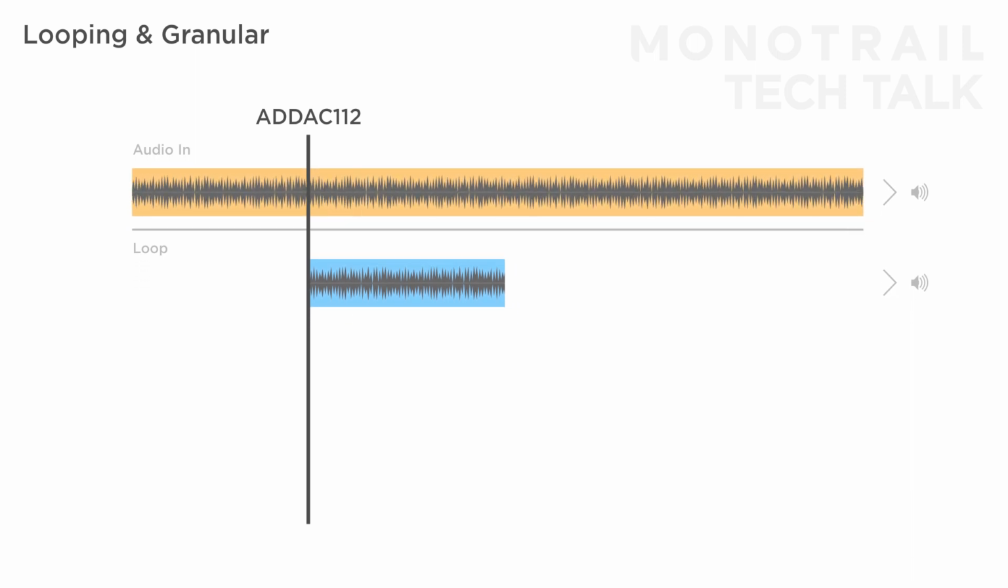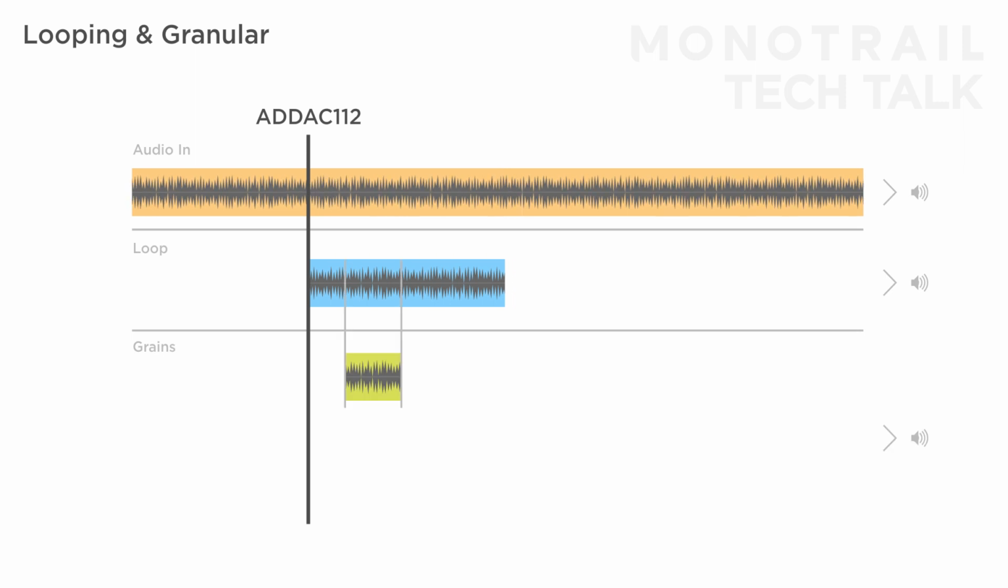This means you can create a third layer of sound by selecting snippets from the loop that are played back. These are called grains. The ADDAC112 offers a lot of control over these. By selecting a start and end point, you can set your grains to be up to the full size of the loop or very short.